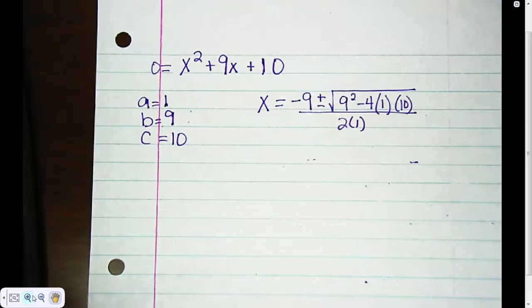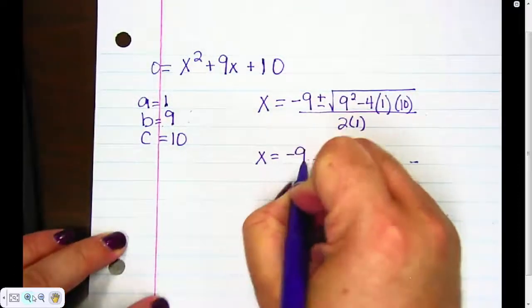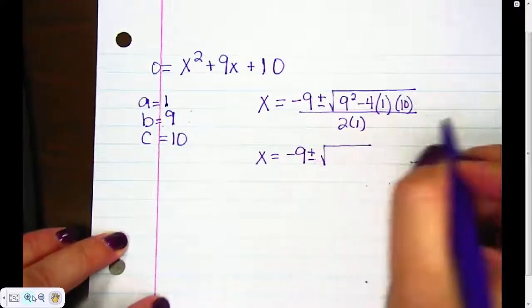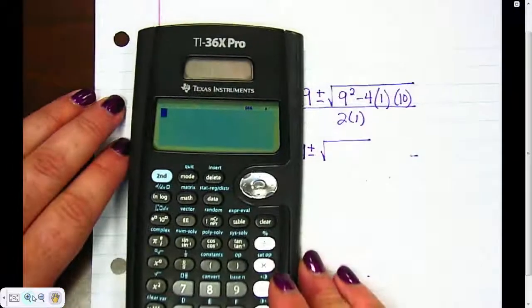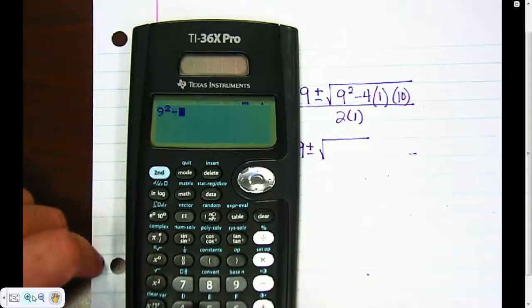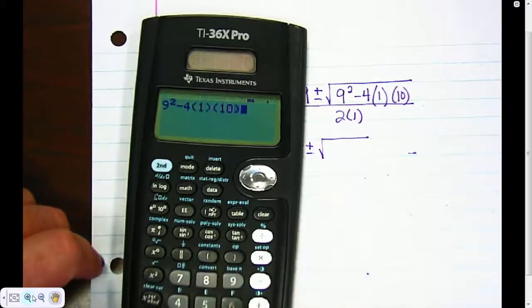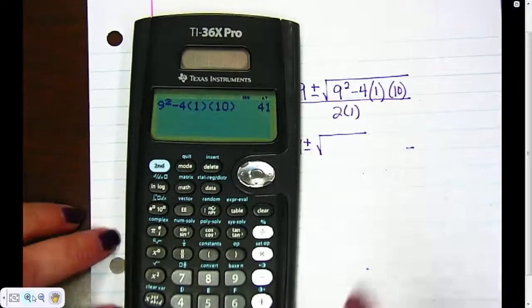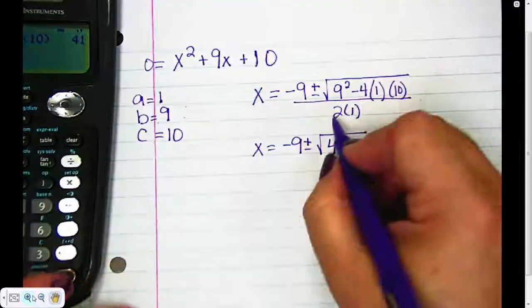We're going to simplify each little step just a little bit at a time. Negative 9 plus or minus the square root of. You could probably go ahead and type all that into your calculator. It'll save you a step. So let me show you. So 9 squared minus 4 parentheses 1 parentheses 10. That'll save you a step. All over 2 times 1.